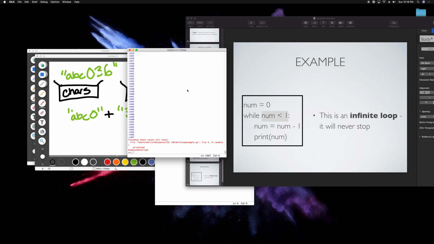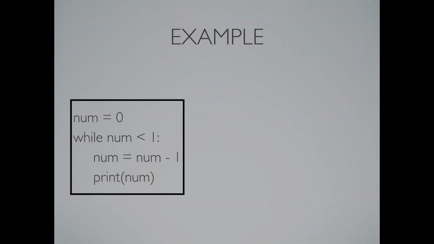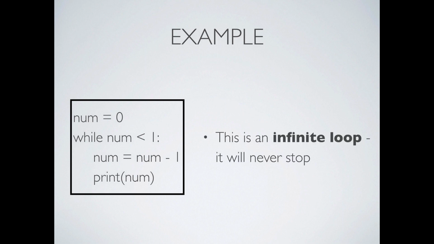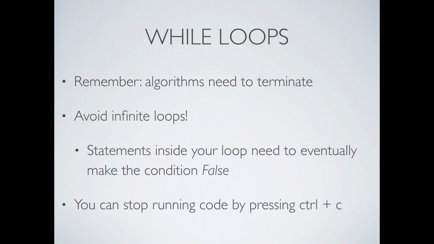Let's talk a little bit more about this infinite loop and what's going on here. So remember the very beginning of the quarter when we talked about algorithms. One of the 3 characteristics that a good algorithm should have is that it needs to terminate, meaning it needs to stop at some point. So because of that, you should really avoid infinite loops as much as you can. The way you avoid that is you need to have some sort of statement inside of your while loop that will eventually make the condition it's checking false. If that condition is always true, you're going to get this infinite loop.